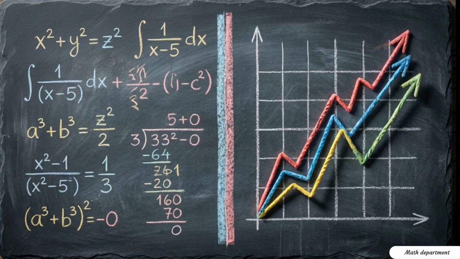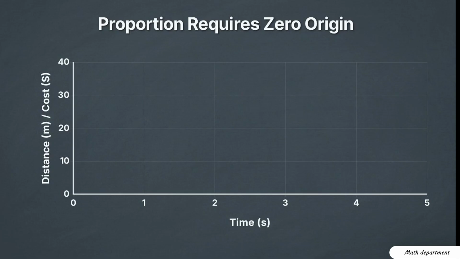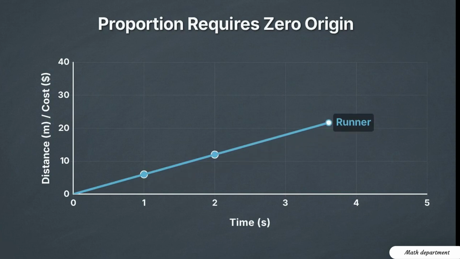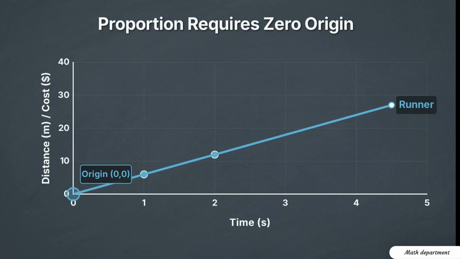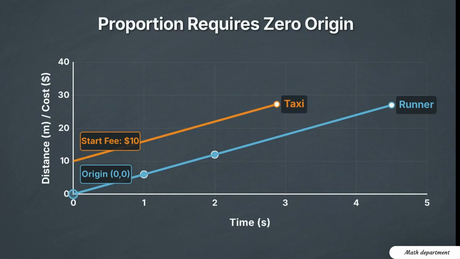Numbers in equations are one way to solve these problems, but we can also map them visually. This graph shows distance over time. If a runner covers 6 meters in 1 second and 12 meters in 2 seconds, we can plot those points and draw a line connecting them. To pass the graphical test for a proportion, the line must do 2 things. It has to be perfectly straight, and it must start exactly at 0, 0, the origin.